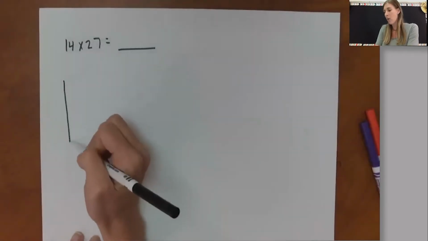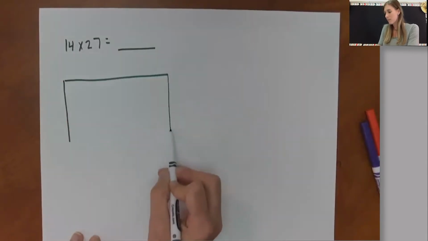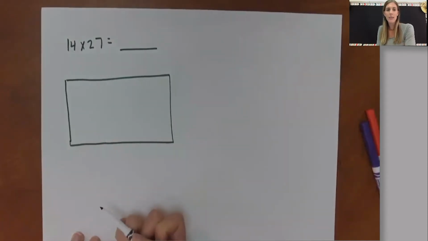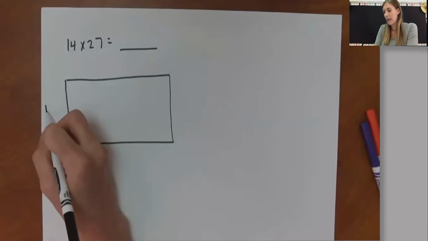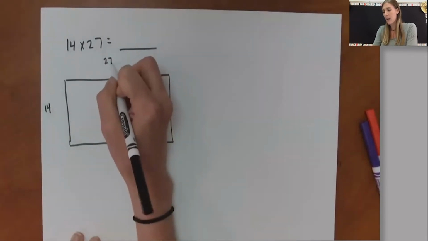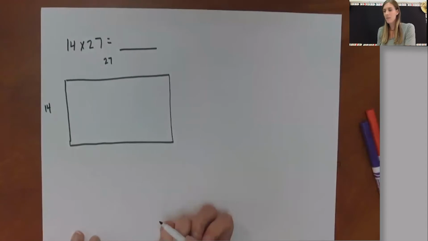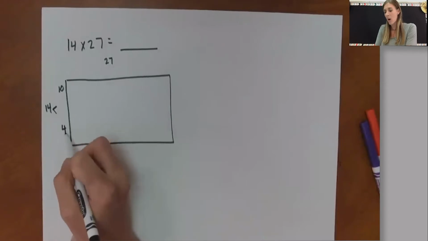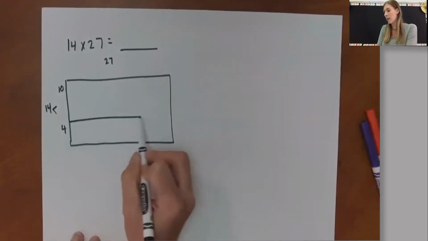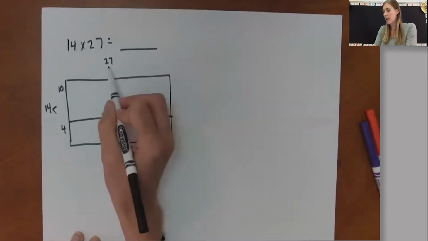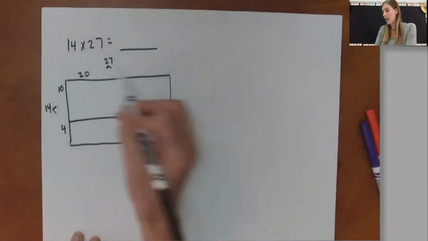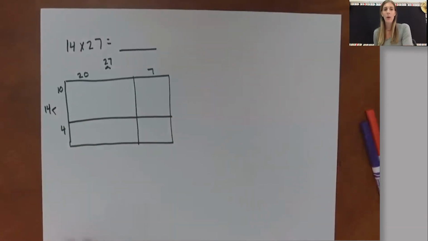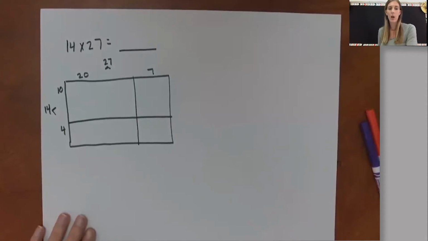So let's draw a rectangle. We know with our area model that each factor is going to represent a dimension. So let's make 14 our length, and let's make 27 our width. Then let's expand 14 out into 10 and 4 because those numbers are a little bit easier to work with. And let's expand our 27 out into 20 and 7. And then we can go through and find our partial products that will help us get our total product.